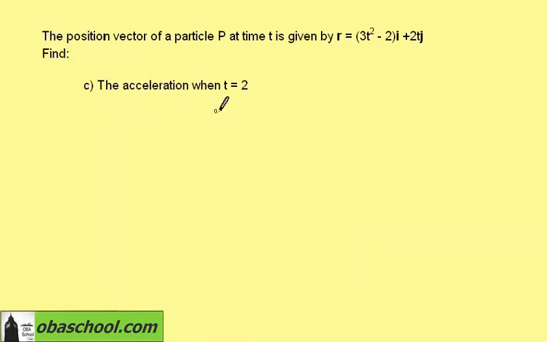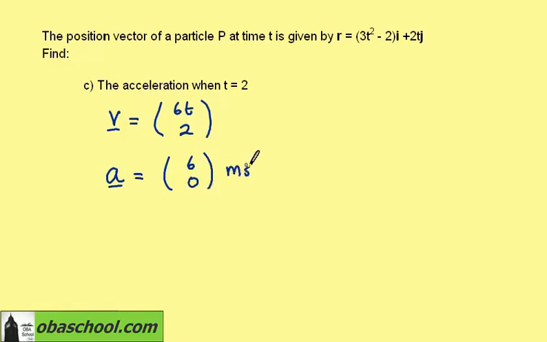Now in part C we want the acceleration when t is 2. We know the velocity is 6t and 2. The acceleration is going to be the differential of the velocity, which is 6 and 0. This is a constant. There is no t involved, so it's going to be 6i irrespective of the value of t.